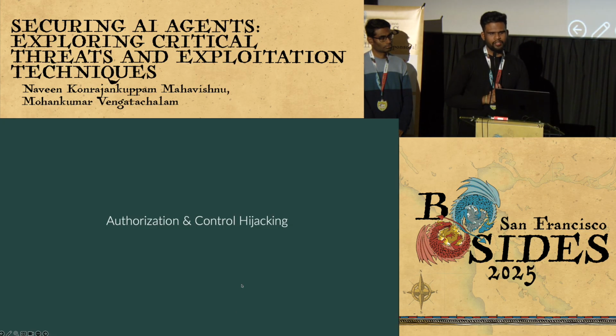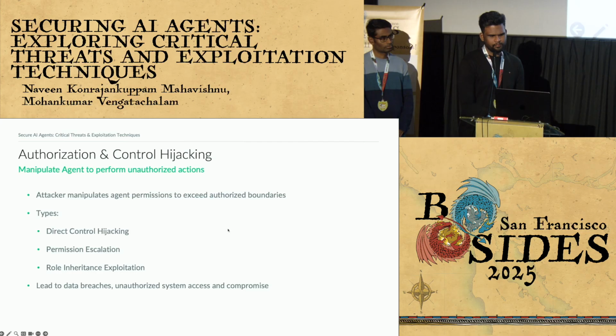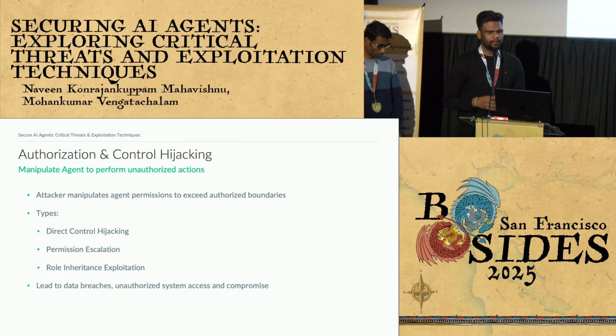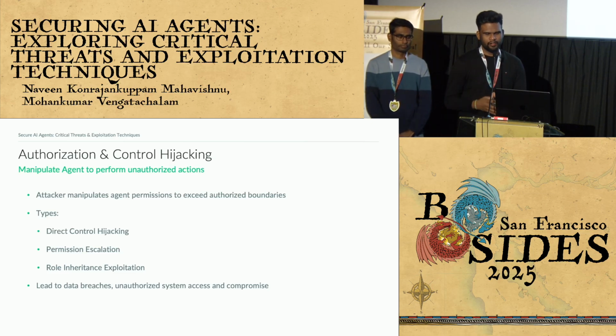Let's deep dive into the top vulnerability, agent authorization and control hijacking threat. It occurs when an attacker tries to trick or tamper with AI agents' permission systems. There are three types: direct control hijacking, permission escalation, and role inheritance exploitation. It can also lead to data breaches like unauthorized system access and even compromise.